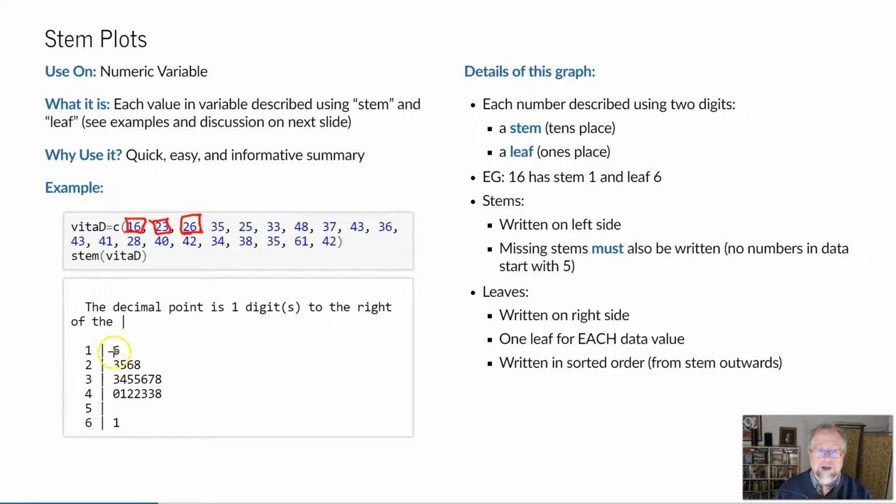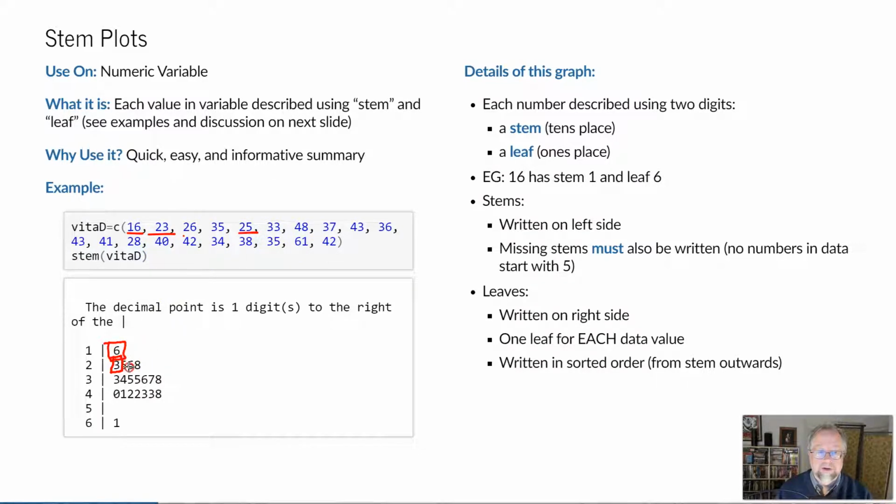So when you're doing a stem plot, the stems are drawn over here on the left, and then you have a vertical line. And then the leaves get drawn over on the right. So 16 is represented in this stem plot by the 6 on the row for the stem 1. 23 has a stem 2, its leaf is 3, so you have a 3 there. These aren't in any particular order right now, but typically your first step is to put them in order.